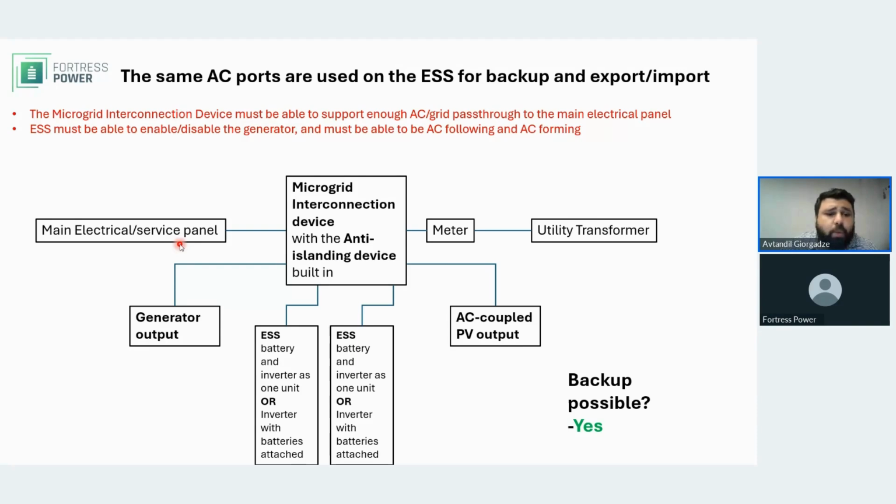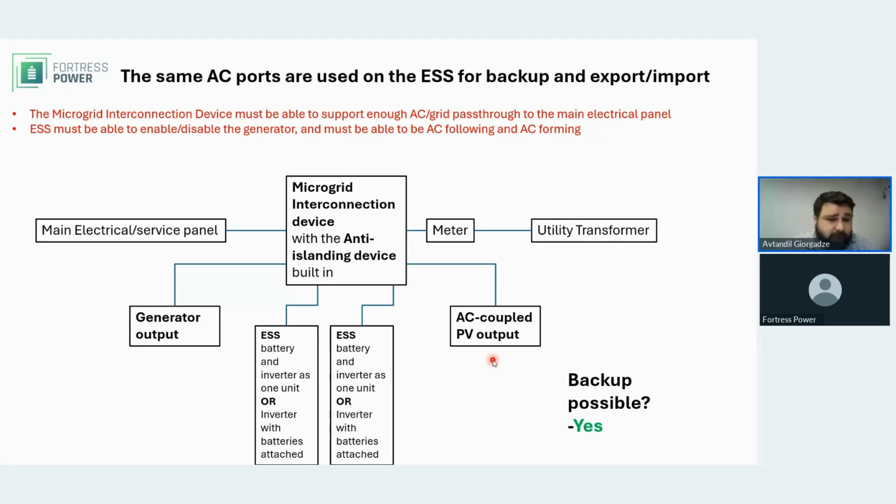But when the grid is unavailable, your anti-islanding device will separate the entire local system from the meter and utility transformer. Obviously, batteries will be the first line of defense. They will start outputting power. Inverters will be forming the grid. AC coupled PV will be following that microgrid. That's why it's called a microgrid interconnection device.